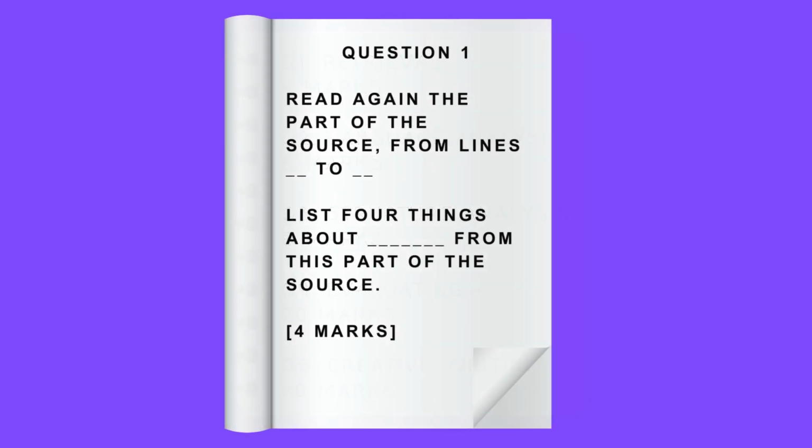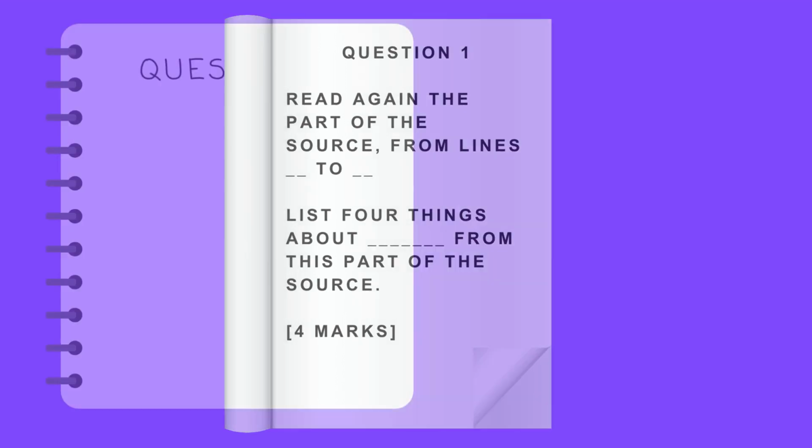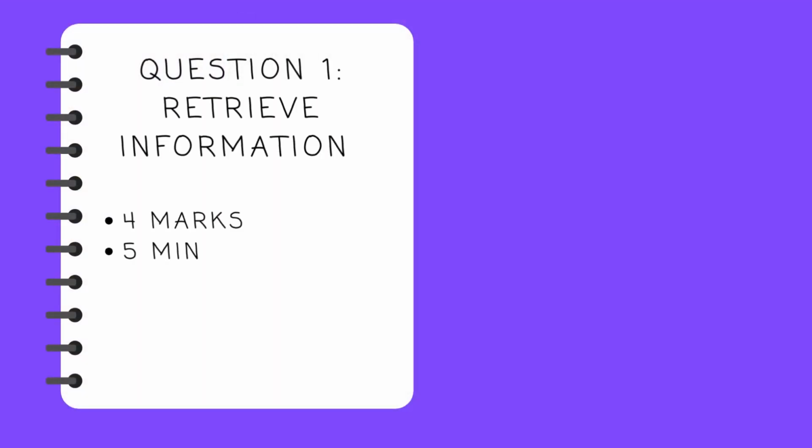After spending 5 or 10 minutes reading the source, move on to question 1. This will ask you to retrieve information from a short section of the text and the question will be structured like this. Read again the part of the source from lines and there it will give you the lines you need to look at. List 4 things about and it will give you a subject from this part of the source. This is worth 4 marks and you should spend 5 minutes on this question.